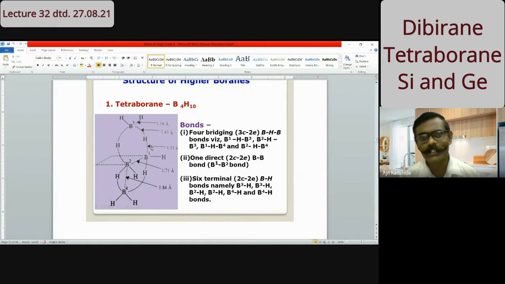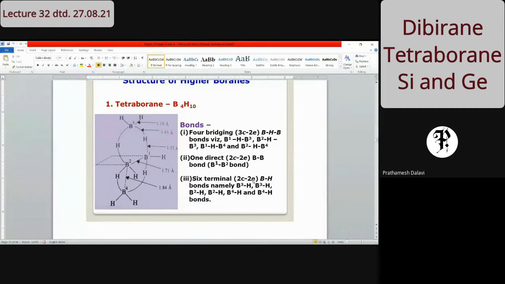Yes, can anybody answer, in total how many electrons are involved in the bonding? I told here. How many bridged bonds are there? Four are there. How many direct boron-boron bonds are there? One. How many terminal bonds are there? Six. Total how many electrons are involved in bonding during this B4H10 formation, tetraborane formation? Here a hint is given to you. Each bond means three-center two-electron, each bond is related to two electrons. Hint is there. I want an answer from you. Total how many electrons will be involved in this bonding of B4H10? 6 electrons.